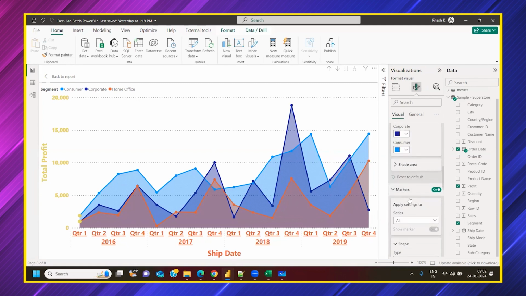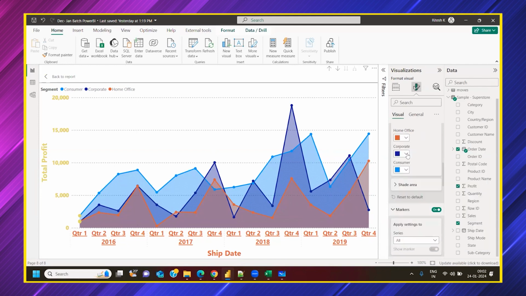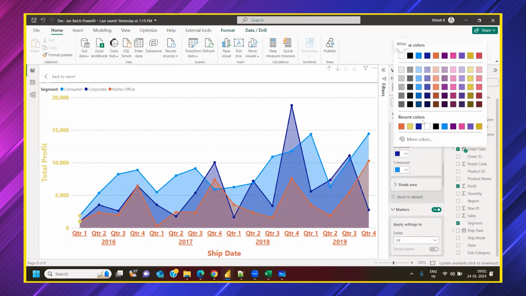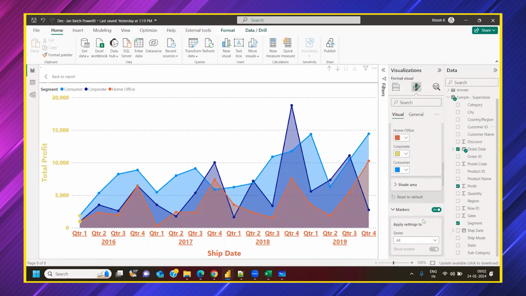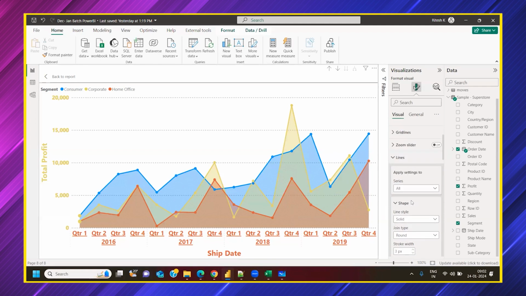I'll go to color. Home office, maybe I'll take a different shade. Okay, orange will work. Corporate, I'll take a different shade. Maybe I'll take a yellow shade. Now it is getting more easily understandable. I will close this color option, go to this lines option.